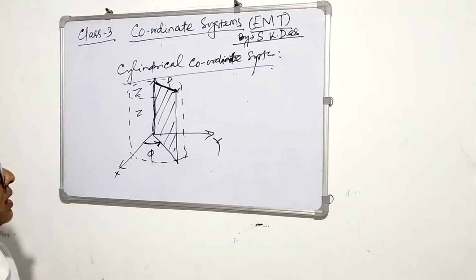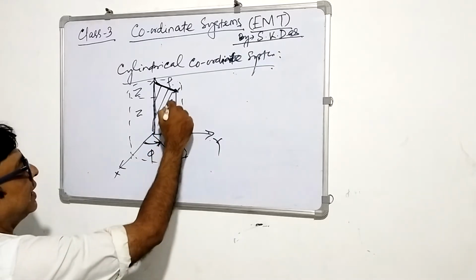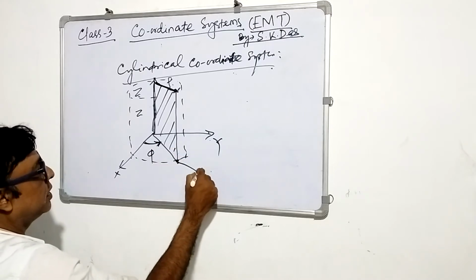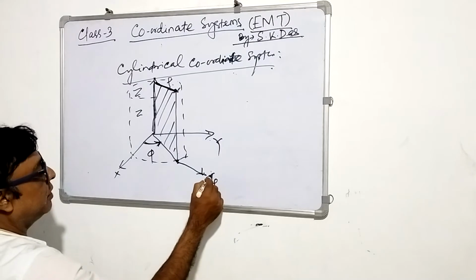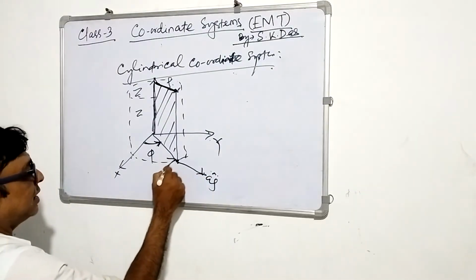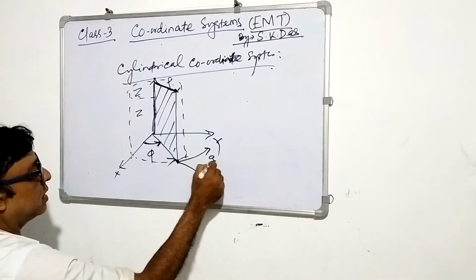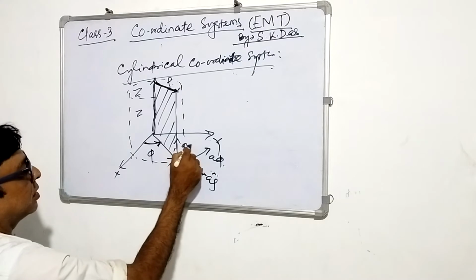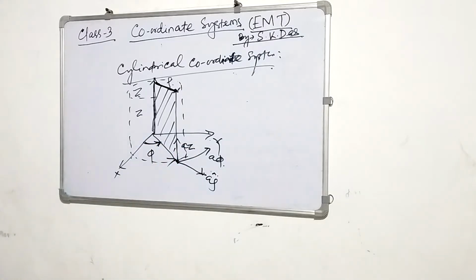The coordinates are defined. If you take a point anywhere here, along the direction of rho it is rho. The unit vectors are a rho, a phi and a z. Phi is along this direction, so it is a phi. Similarly, a z will be this one.